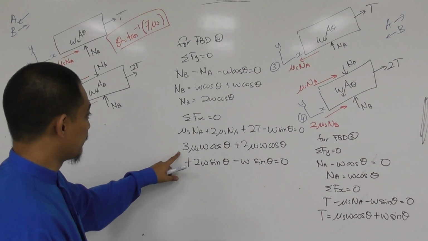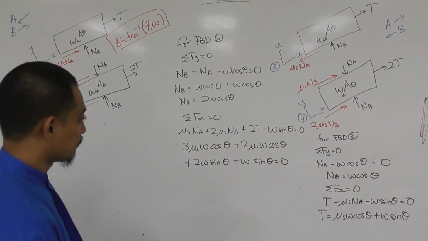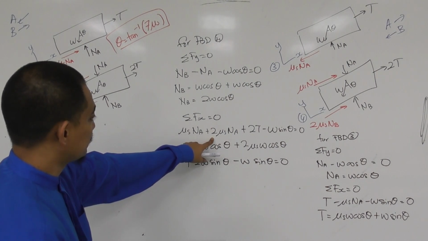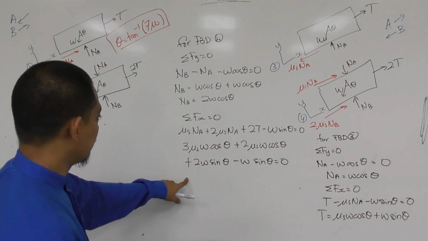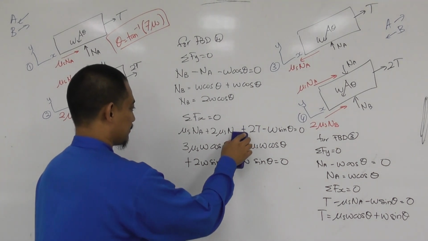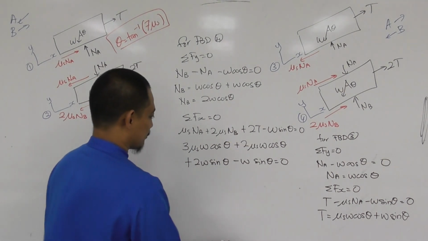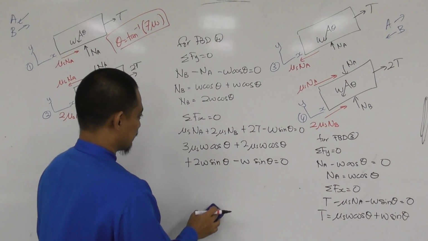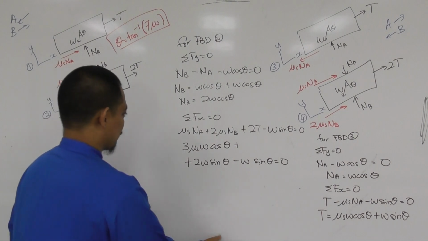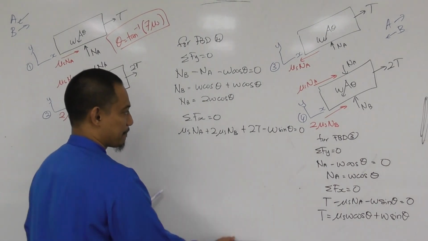Because this one will be what? Let me check. 2 mu s NB, right? And NB is W cos theta. Wait, where is NB? Okay, I did make a mistake here. This is 2 NB, right? I am so sorry. I also made a mistake here. So NB here, so in this case, this is different, right? Okay, the whole thing is wrong. So we will do it again.